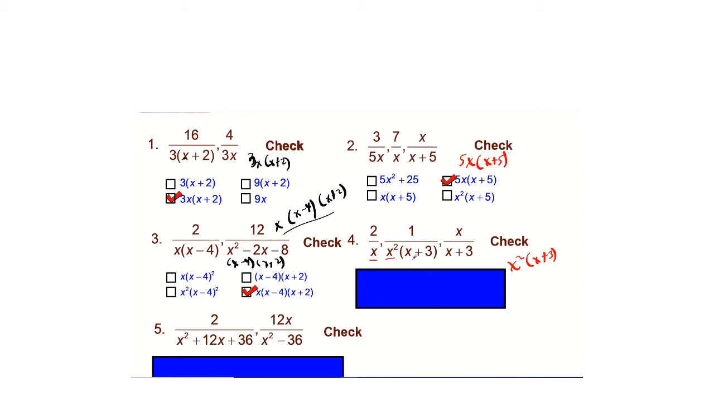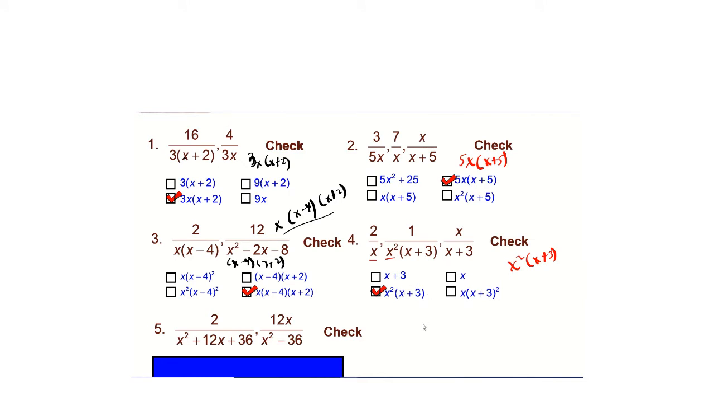That will cover this factor. It'll also cover this factor. So therefore, that should do it. X squared onto x plus 3 would cover all of those as a least common denominator. They'd all divide evenly into it. So we'll check our answer.